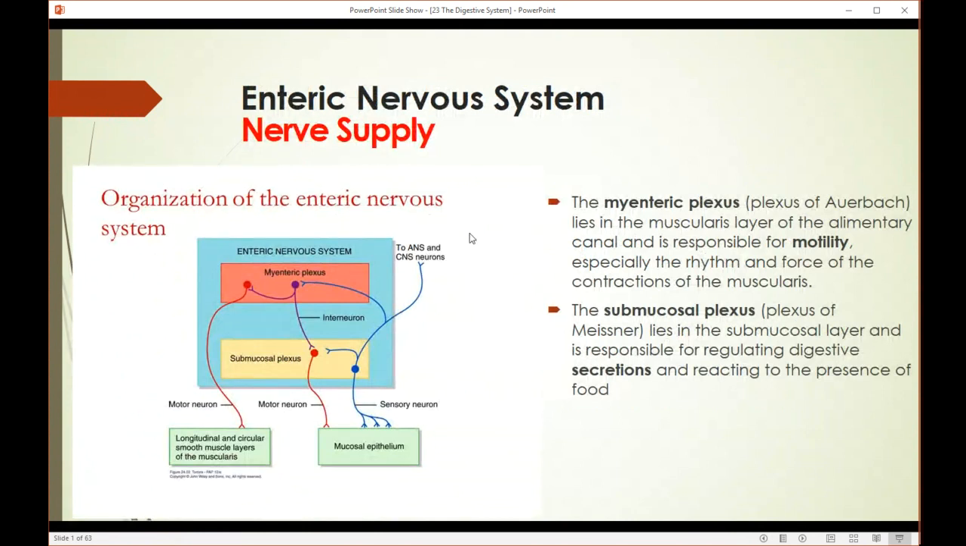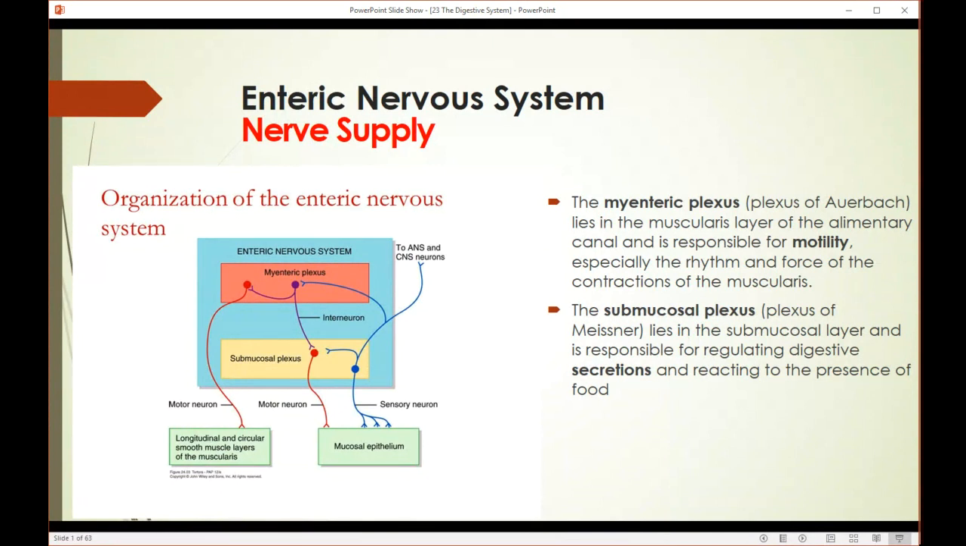Okay? And so we have this enteric nervous system, or our nerve supply. This myenteric plexus lies in the muscularis layer of the alimentary canal, and its job is motility, and that myenteric, motility, both starting with the letter M, that can kind of help you with that, and it forces those contractions of the muscularis, also M, muscularis, right?